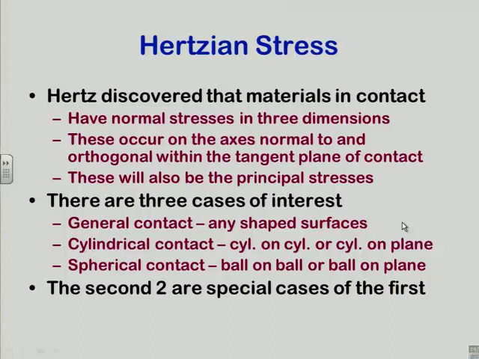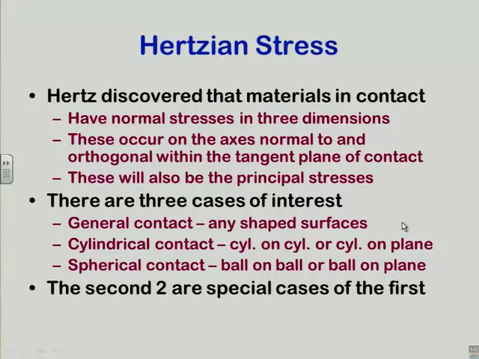They are three-dimensional. This is one of the few true three-dimensional stress states that we encounter in machine design. And the stress directions will be normal to and orthogonal with the tangent plane of contact. Fancy way of saying directly into the material and X and Y in the tangent plane where the two touch, okay? And those three stresses, X, Y, and Z, will also be principal. So they're both X, Y, and Z, and also 1, 2, and 3.